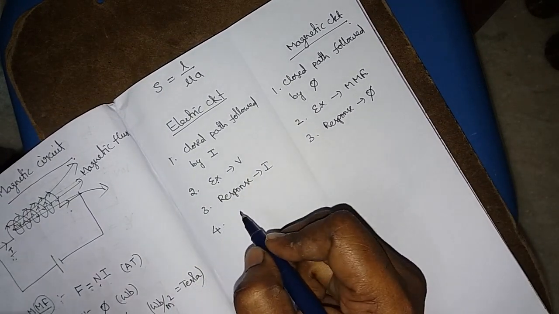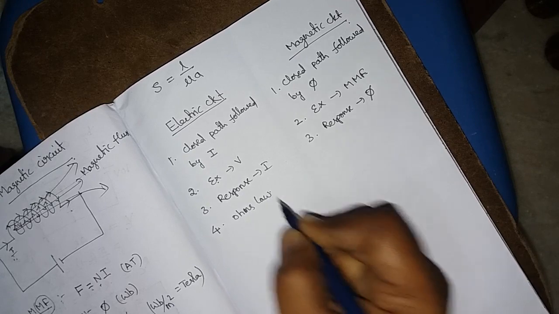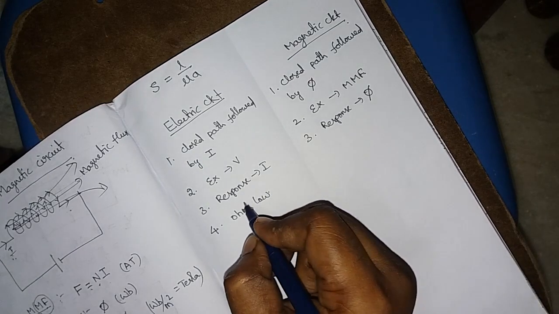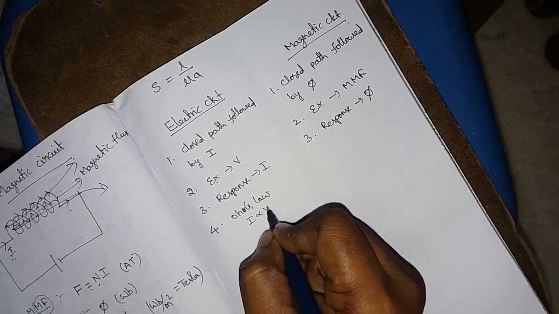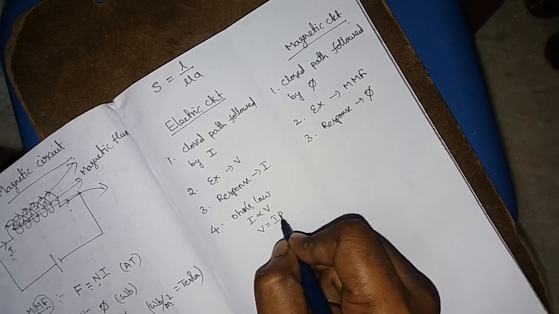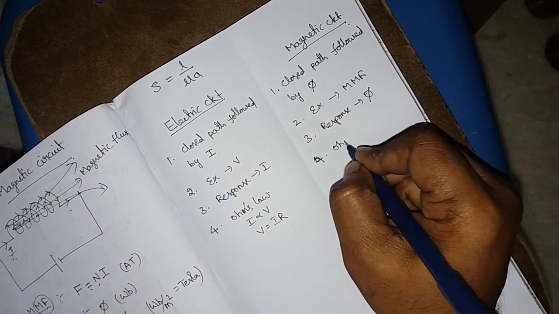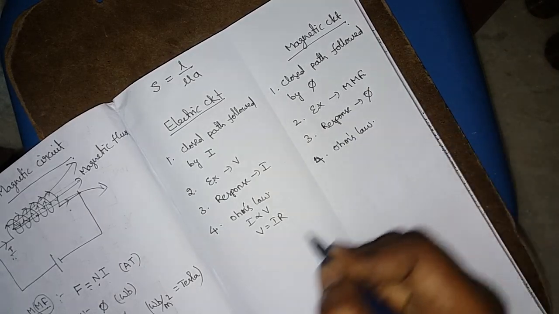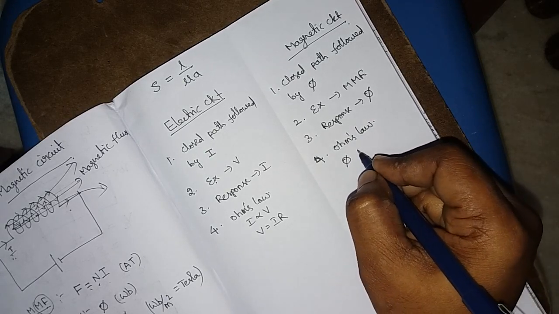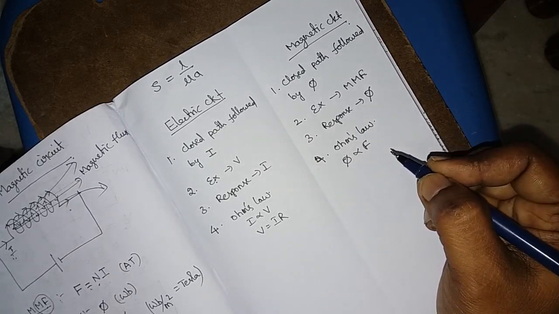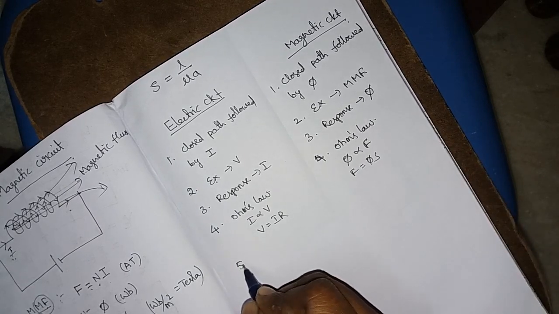Next, what is Ohm's law in an electric circuit? At constant temperature, the current passing through the material is directly proportional to voltage, that is I is proportional to V, and V is equal to IR. And what is Ohm's law for a magnetic circuit? At constant temperature, the flux distributing throughout the coil is directly proportional to the magnetomotive force, that is F is equal to phi S.